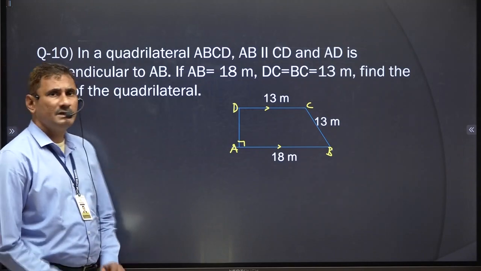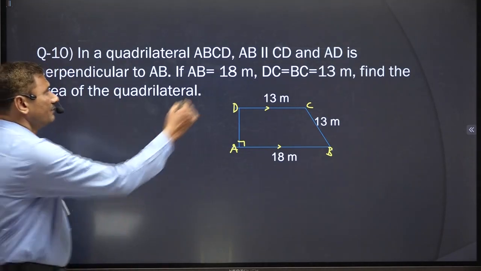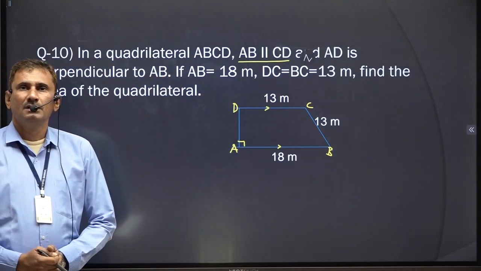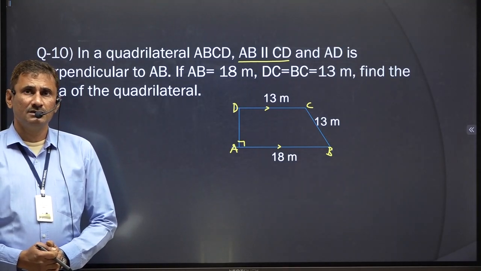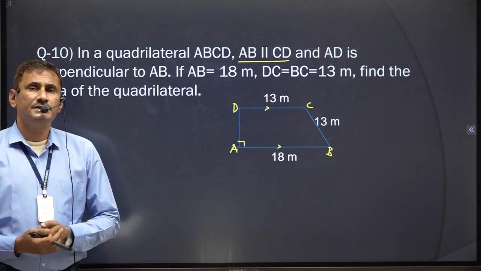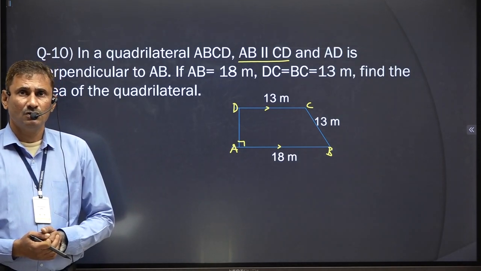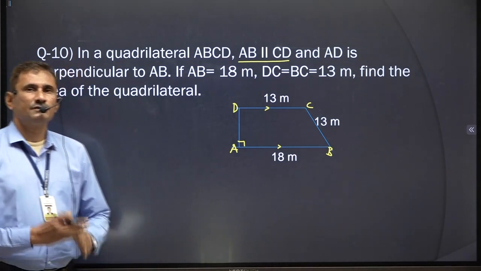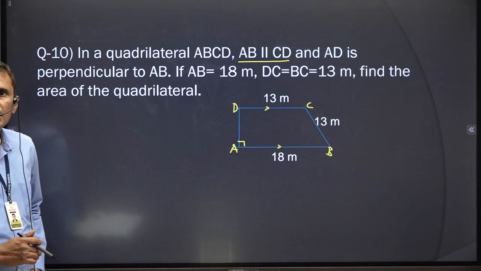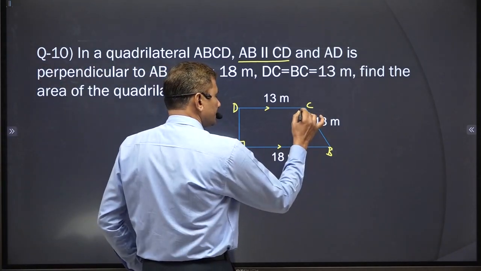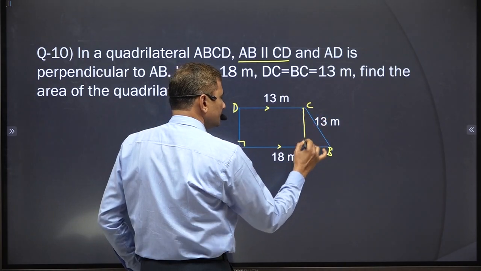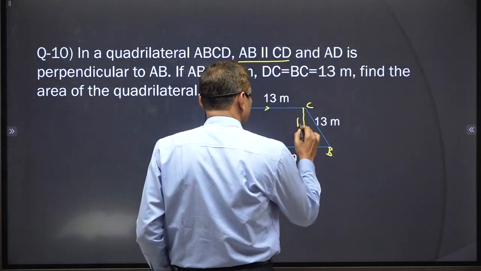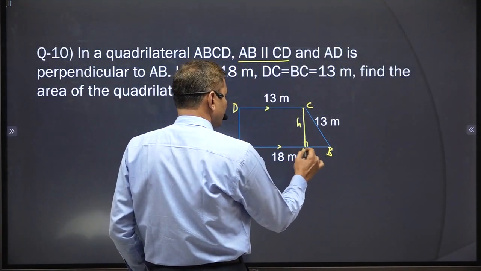Actually it is a trapezium. They have not given the name, but only one pair of opposite sides is parallel. That's why it is a trapezium. So now how to find the area of this quadrilateral, means trapezium? Obviously we have the parallel sides 13 and 18, but the altitude is not there. So first of all we have to find the altitude. For that purpose we construct an extra altitude from C.